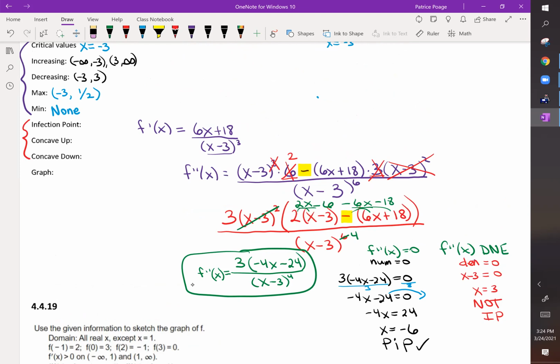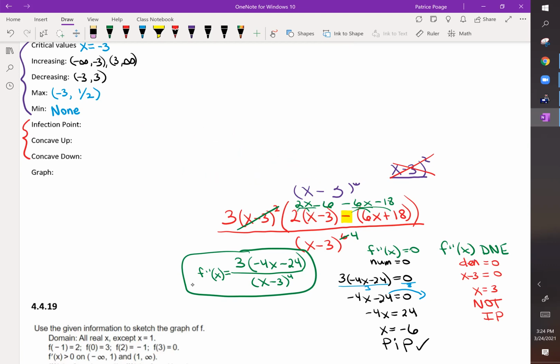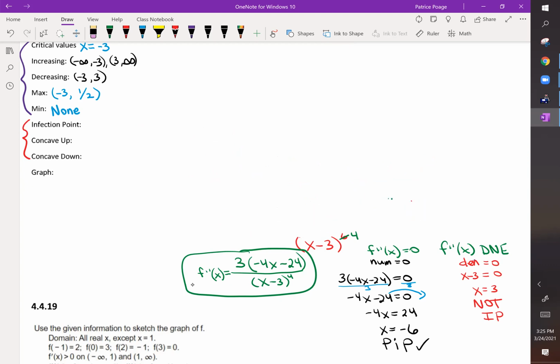I have a question. For the holes, I know this problem doesn't have any, but say it did have one. Do we have to put it on each number line that we make, like the one for the first derivative and second derivative? Yes. Because you cannot increase or decrease or concave up or concave down through a hole. So holes always go on the number line.